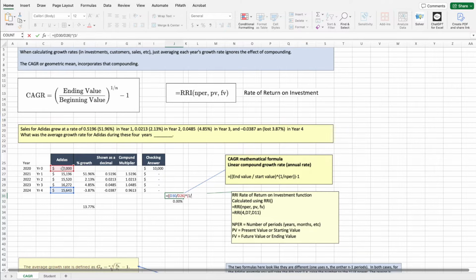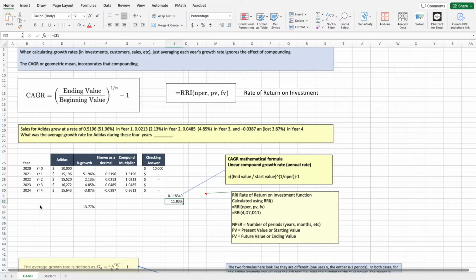What's very important about that is we have to be able to calculate the number of growth periods. Now, the number of growth periods is not the number of years. So we take a look at this. We have years starting in year 2020 and going through 2024. That's 5 years, but it's actually 4 growth periods. From year 0 to year 1, year 1 to year 2, year 2 to 3, and 3 to 4 is actually 4 growth periods. So it's not 5 years, it's 4 number of periods. Okay, and then our closing parenthesis and -1.